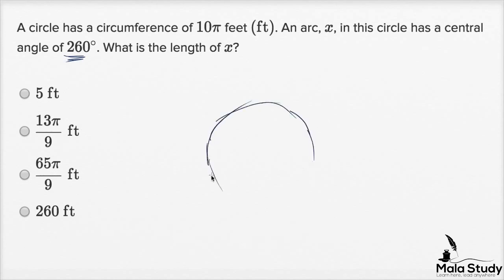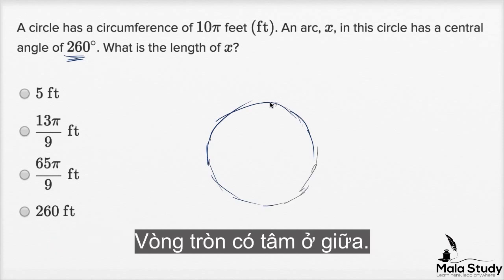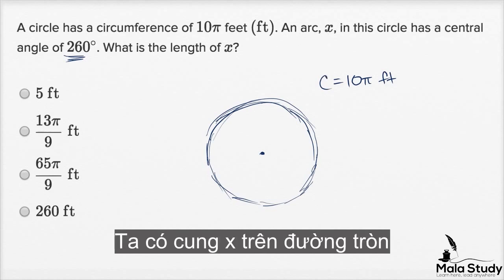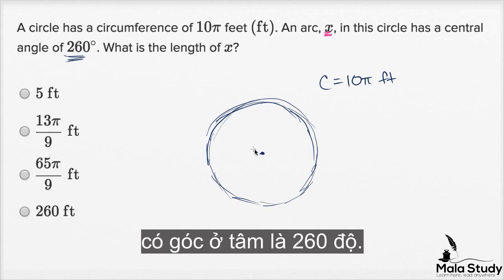So we have a circle. I can't draw a circle that well, but you get the point. So that's our circle. This is the center of our circle. It has a circumference of 10 pi feet. So if you were to go all the way around the circle, it has a circumference of 10 pi feet. Now you have an arc x in this circle that has a central angle of 260 degrees.